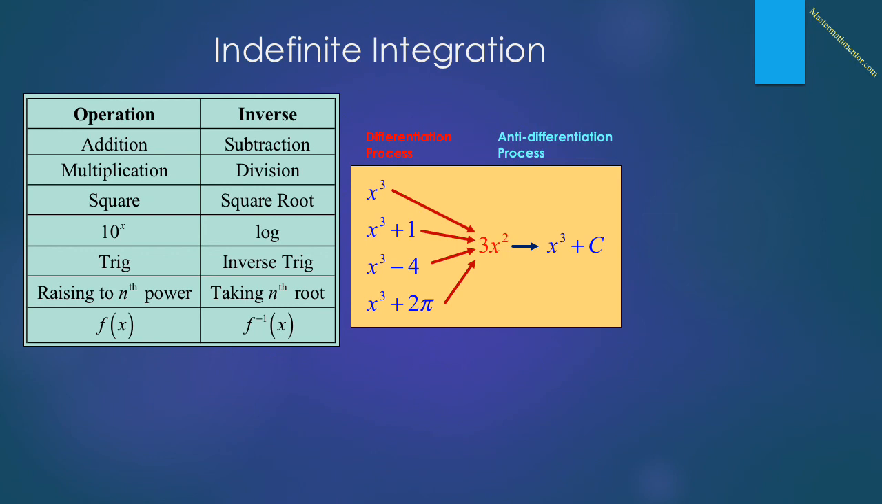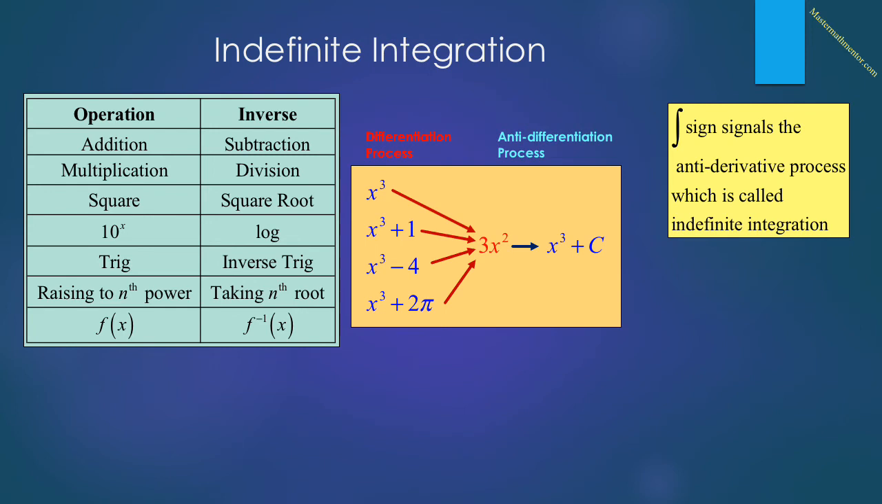However, we have a problem because we do not know what the constant was. In the first one, there was no constant. In the second, there was 1. In the third, there was -4. In the fourth, there was 2 pi. So we will say that the antiderivative of 3x squared is x cubed plus c, where c represents a constant. Whenever you do this process, you will always have a constant.